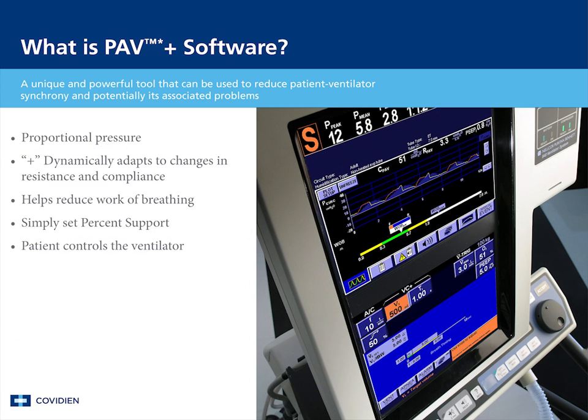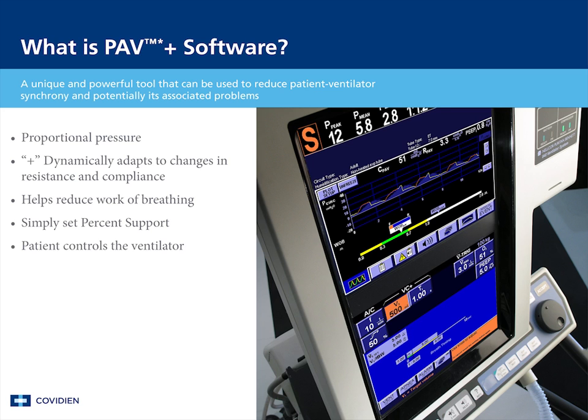PAV Plus is a unique and powerful tool that can be used to reduce the problems associated with patient ventilator asynchrony by delivering positive pressure in proportion to a patient's own spontaneous effort. Covidien improved traditional proportional assist ventilation by adding the plus. The plus refers to the ventilator's ability to dynamically adapt to changing conditions within the patient's respiratory system by frequently estimating respiratory compliance and resistance. If the patient's condition or effort changes, the ventilator will adapt appropriately, reducing the work of breathing.